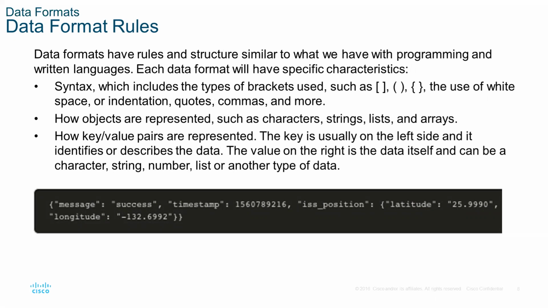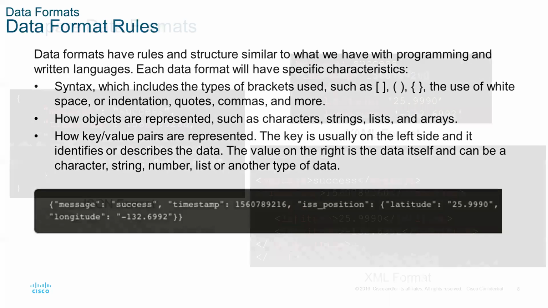So data formats always have a structure, a grammar. So this syntax will be a combination of bracket types, quotations, spaces, commas, right? And these characters and strings will represent specific elements that we want to have. So we normally have a key that identifies or describes some data, and the data is the value, whether it's a character, a string, a number, a list, whatever it is.